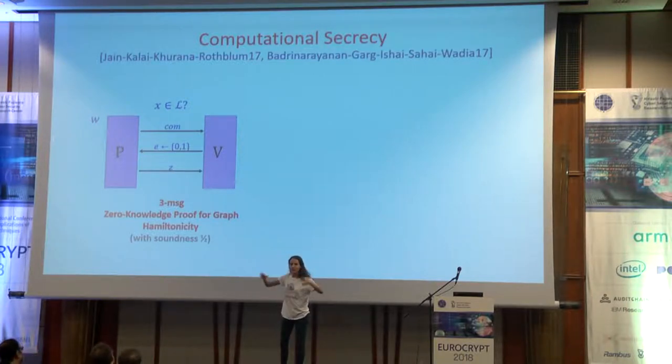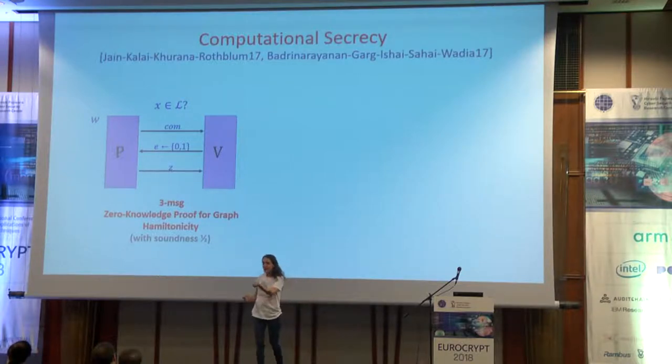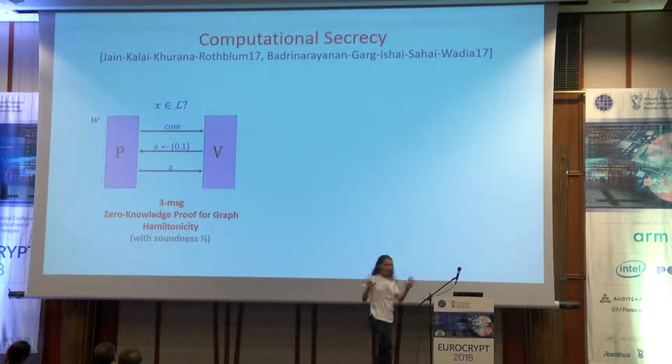The important thing is in the first message, there's a commitment to something, then the verifier sends a random bit, which is either 0 or 1, and based on this bit, the prover opens. Either he opens everything, the permuted thing, or he opens only a Hamiltonian cycle. So that's kind of the high-level structure. The details are really not important.